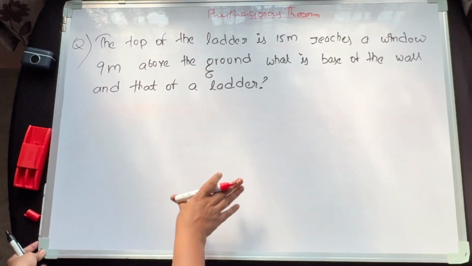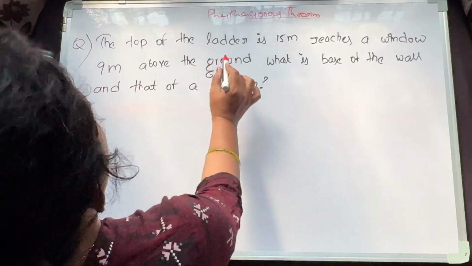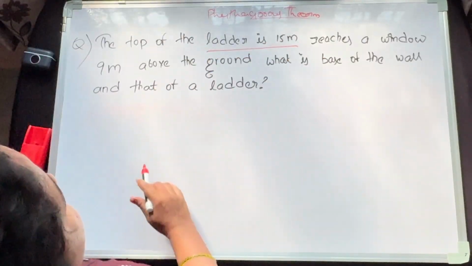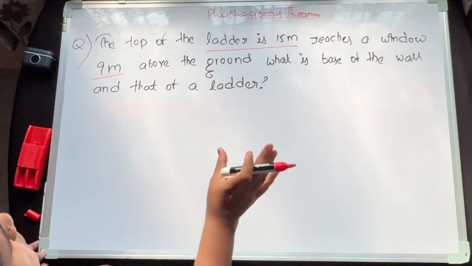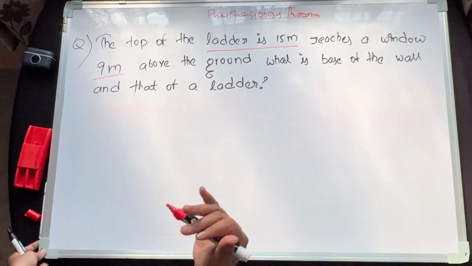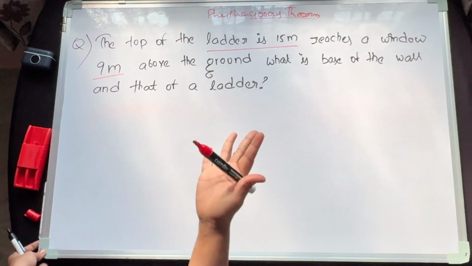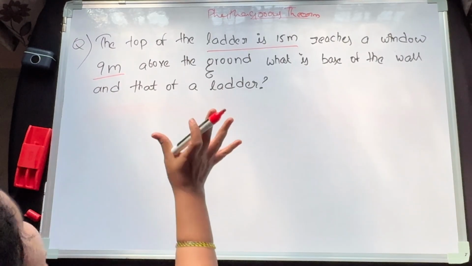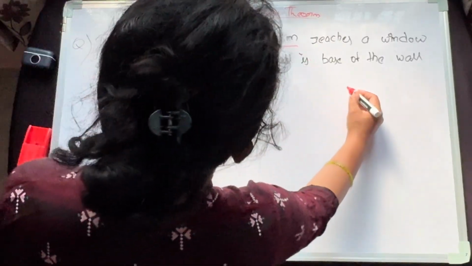Now the question is asked like this. Don't get confused. Observe the question. The top of a 15 meter ladder reaches a window 9 meters above the ground. What is the distance between the base of the wall and that of the ladder? Generally, the questions are very simple, but when we read, we don't understand what to do. Simple. Let's read clearly.